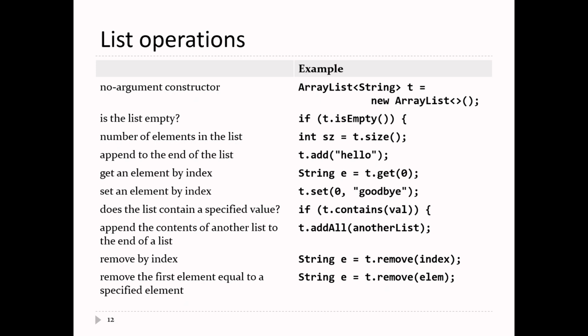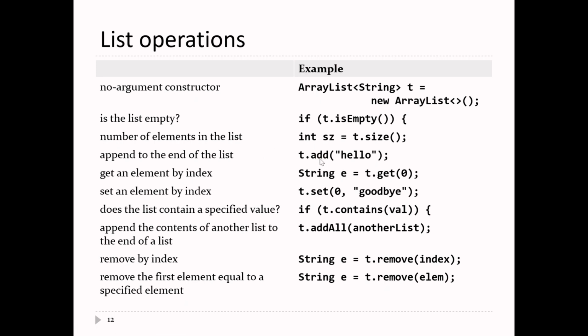If you want to know if the list is empty, there's an isEmpty method. The size of the list is different from strings and arrays. The number of elements in the list is given by the method called size. It's not length. It's not a field called length. It's a method called size.